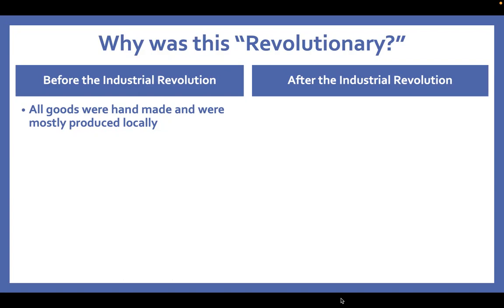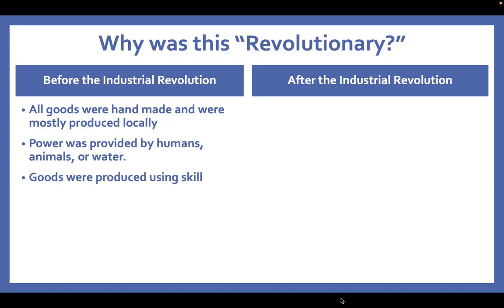Now, when we talk about the Industrial Revolution, this is going to change. Power was provided by humans, animals, or water, and goods were produced using skill. Usually, clothes were made by a seamstress, and so forth. And that was a skill that you had to learn.